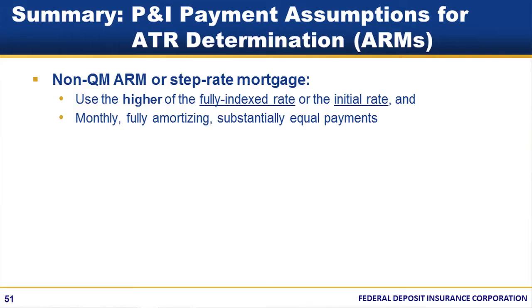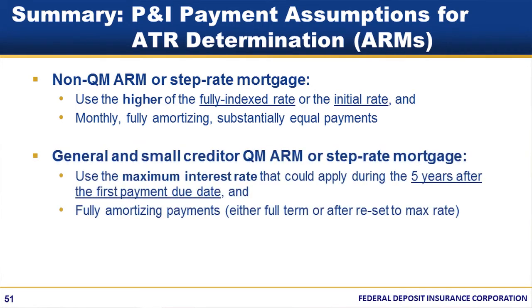We've also mentioned that when creditors make their ATR determination, there are rules about what payment amount to use. Here are the basics on the rules that apply to adjustable rate mortgages. You can also refer to the Small Entity Compliance Guide and the rule for more detail. For a non-QM ARM, calculate the payment using either the fully indexed rate or the introductory rate, whichever is higher. And the calculation should be based on substantially equal payments that fully amortize the loan.